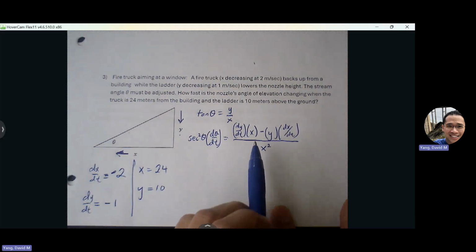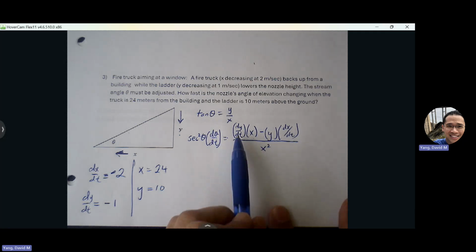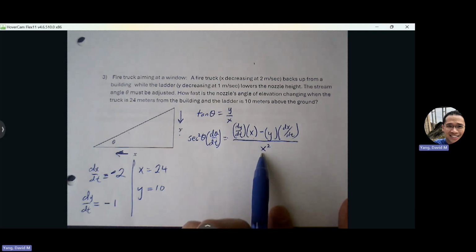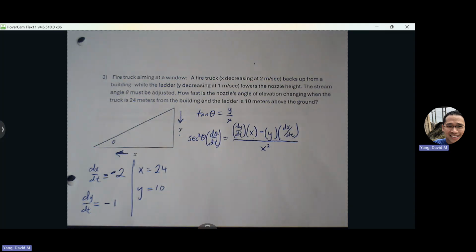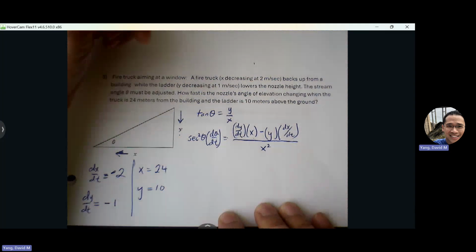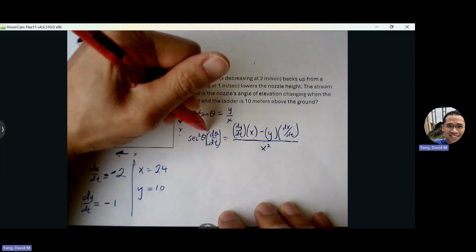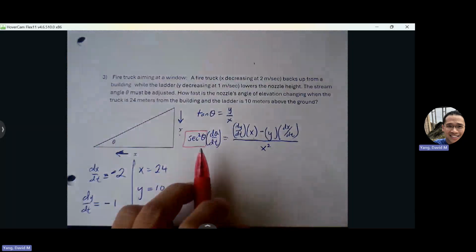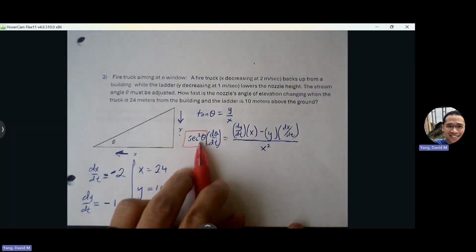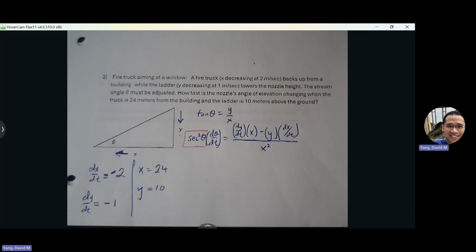So a lot of these values we can plug in, right? We have x, we have y, we have dy dt, we have dx dt, we have x squared. We can put that in. But there's one thing that we still need to look for, and what's that? Secant of theta, right? Secant squared theta. Make sure that we're trying to find a full replacement for the entire trig function, not just theta. So draw a second triangle.